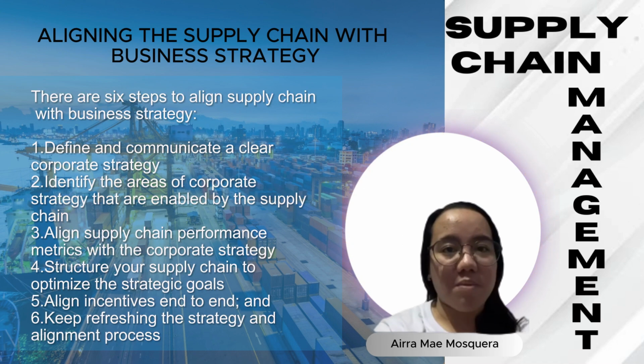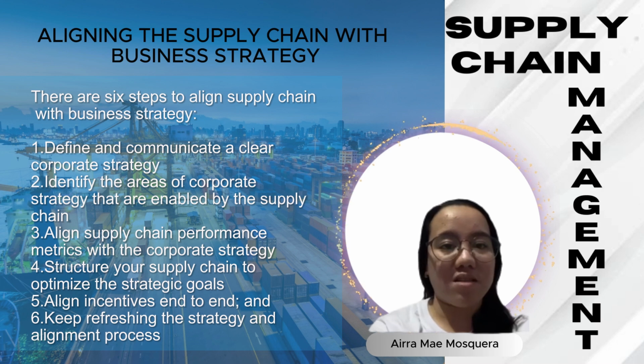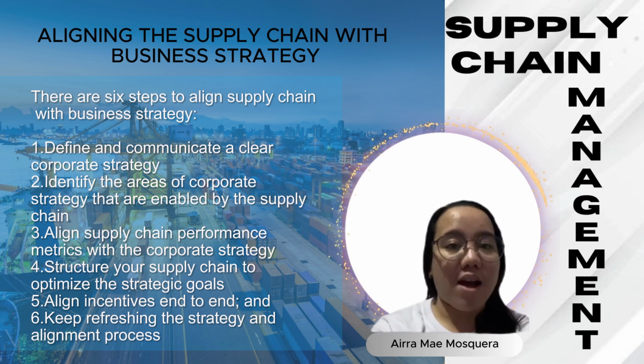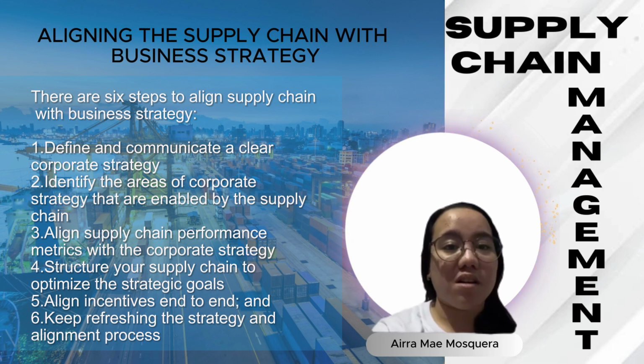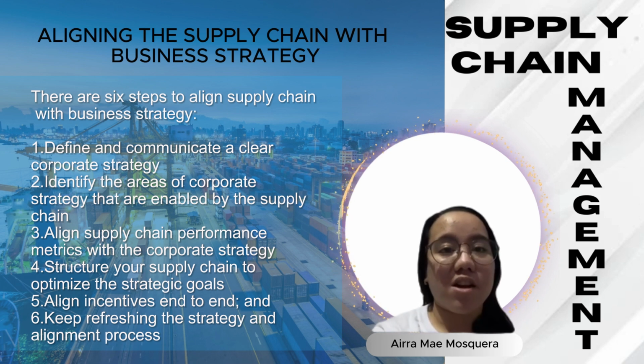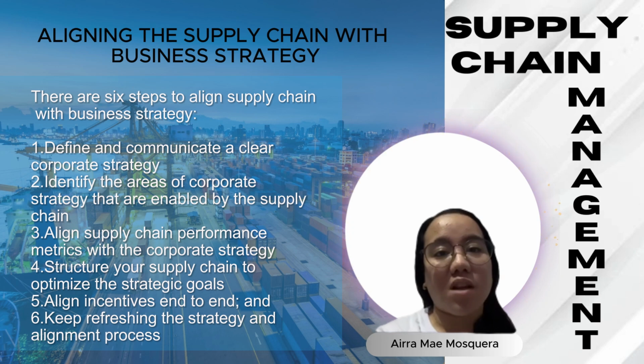There are 6 steps to align supply chain with business strategy. Number 1, define and communicate a clear corporate strategy. Number 2, identify the areas of corporate strategy that are enabled by a supply chain. Number 3, align supply chain performance metrics with the corporate strategy.